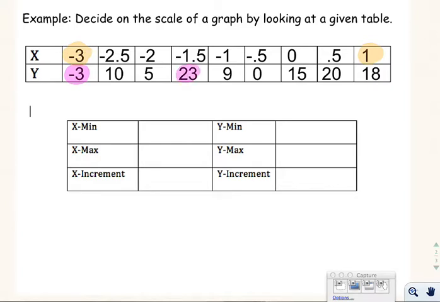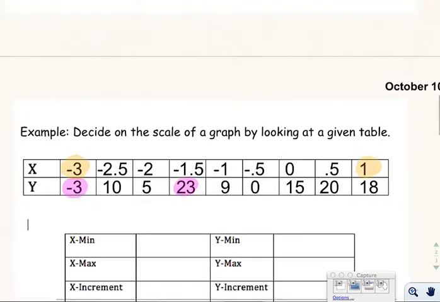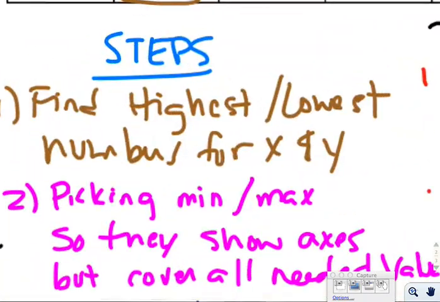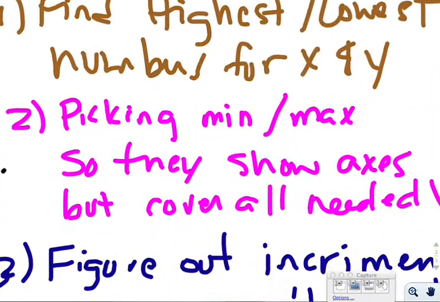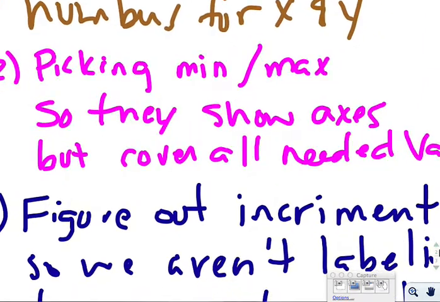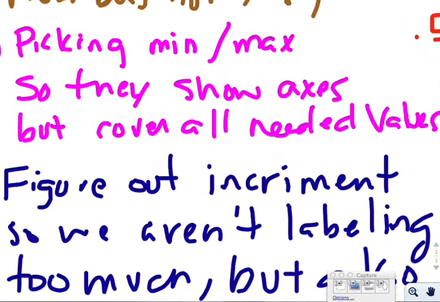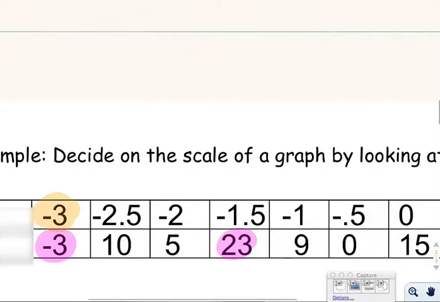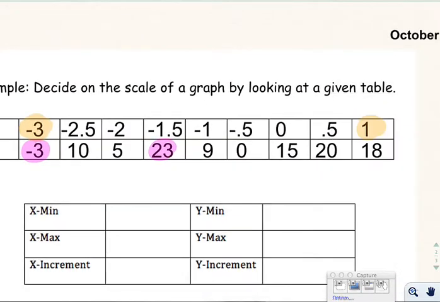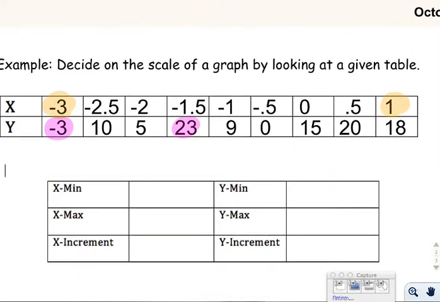So again, we have to be careful not just to choose the beginning and the end. Those are the numbers that have to be on our graph. Now let's take us through the logic. We've chosen the highest and lowest values for x and y. Now we have to pick a minimum and maximum so they show the axes, but they cover all the needed values. Now the axes are at 0. So we're definitely going to be taking care of that because we got to go negative to positive. But now we have to make sure we're choosing numbers that cover everything.